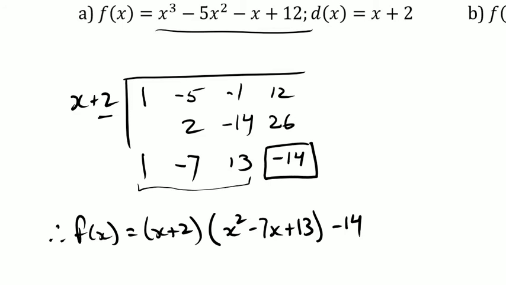Okay, so therefore, f of x, we're going to write our statement. We know this part, x plus 2, that part's easy. And so right here are the coefficients of our quotient. So it's 1x squared minus 7x plus 13, and that number that I put a box around is our remainder. It's as easy as that.